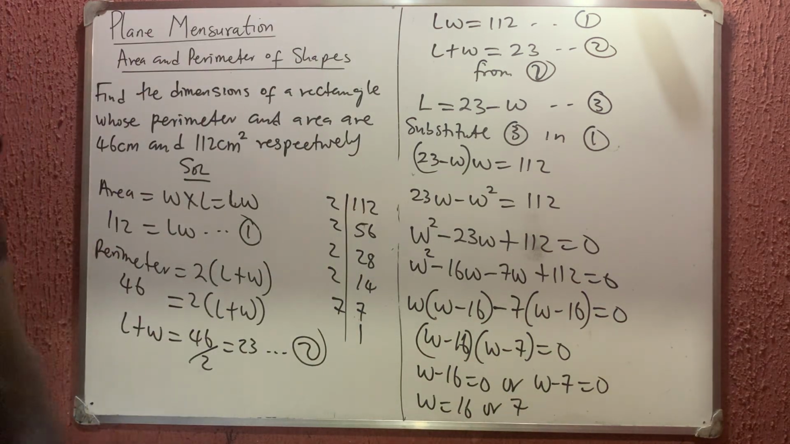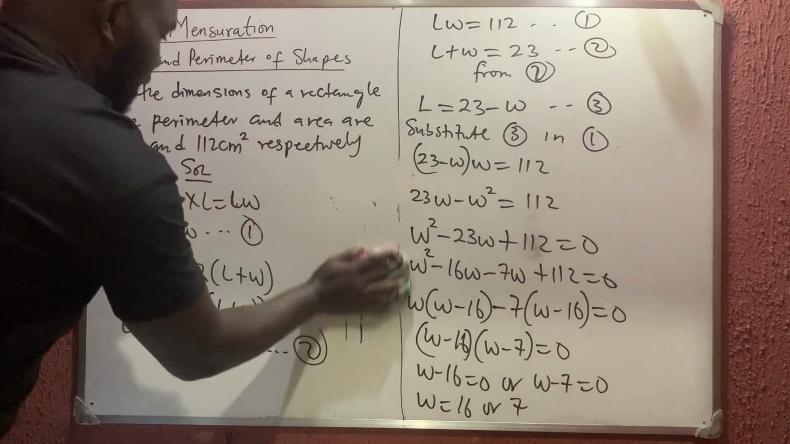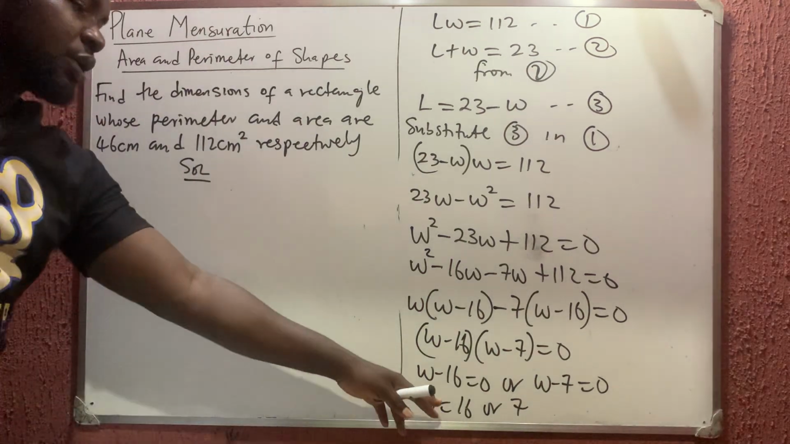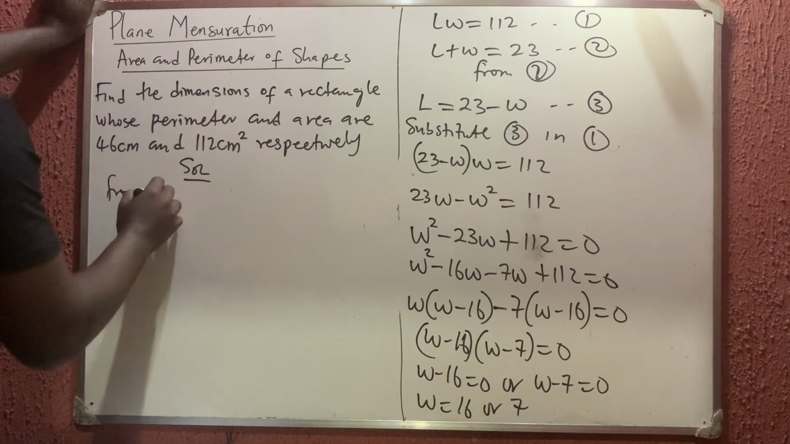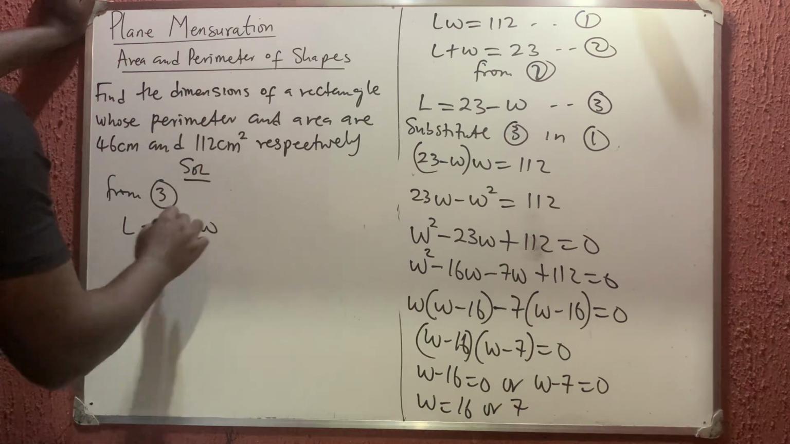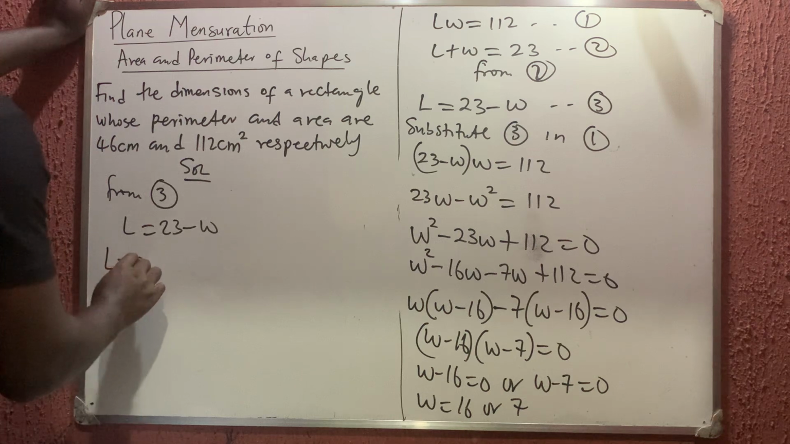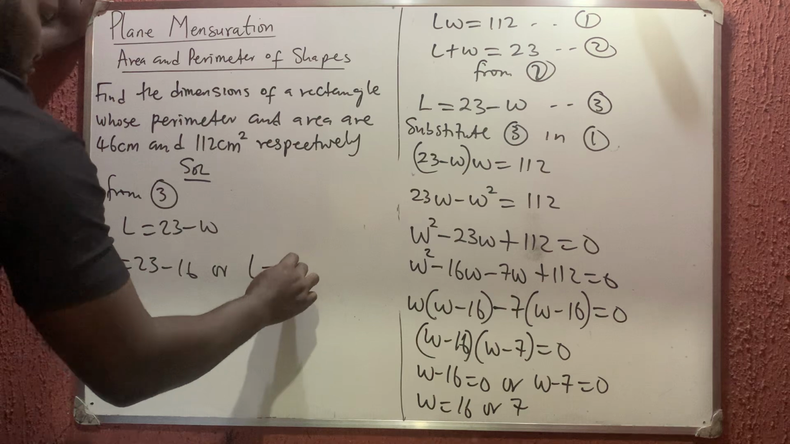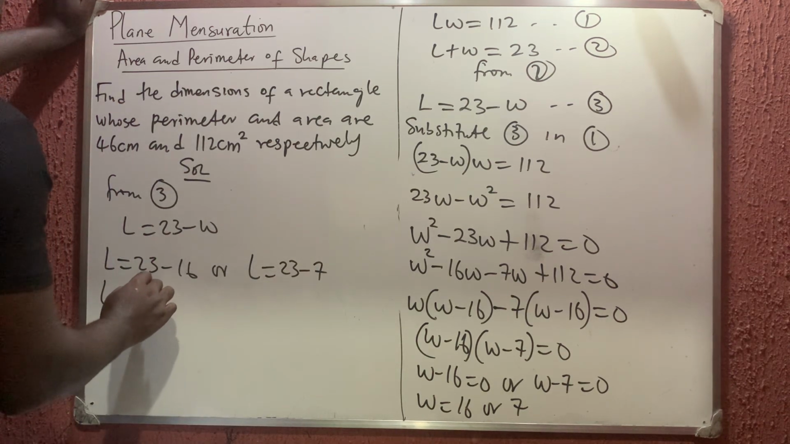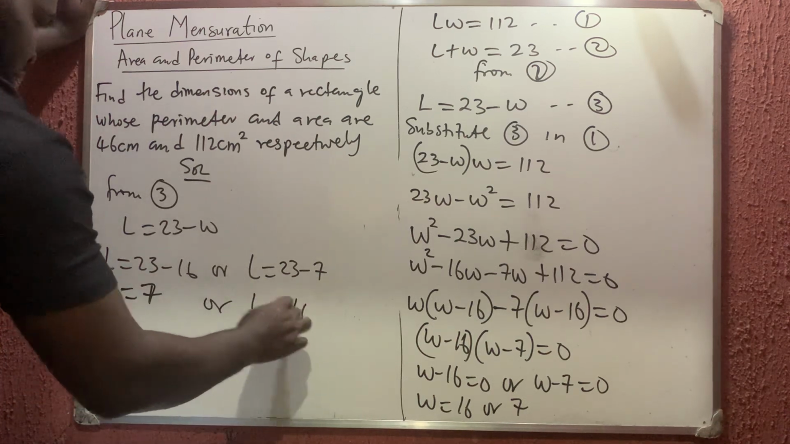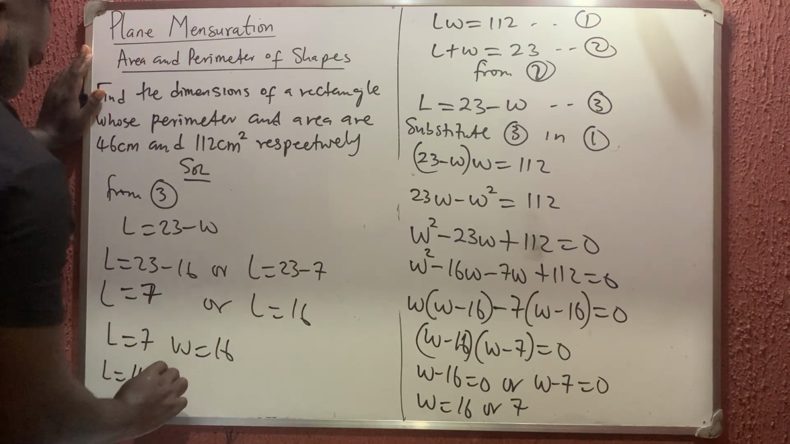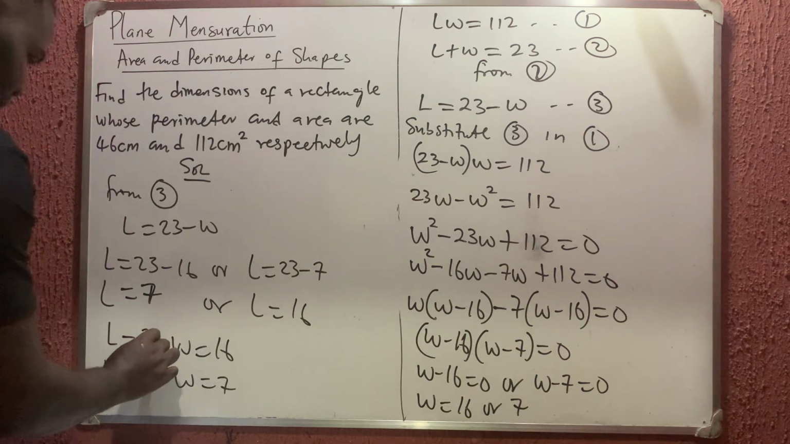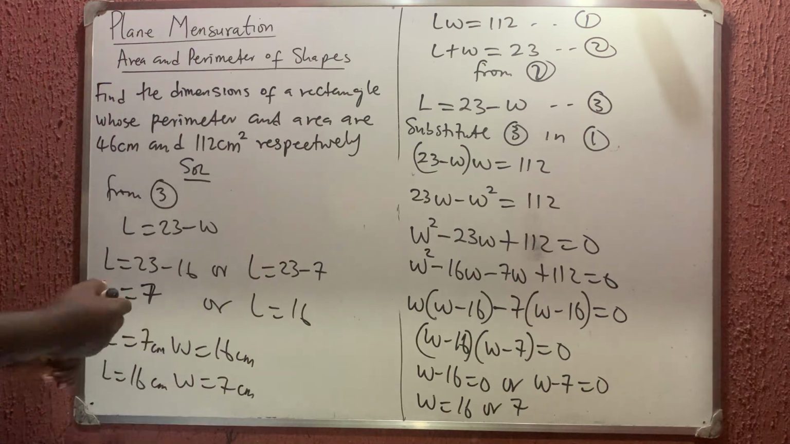Okay, so now we've gotten our W to be 16 or 7. Let us now go ahead and check what our L will be. We know that from equation 3, our L is equal to 23 minus W. So when W is 16, our L will be 23 minus 16, or 23 minus 7. So our L is 7 for here, or 16 for here. Which means it's either your L is 7 and your W is 16, or your L is 16 and your W is 7. So that is that. Don't forget your cm. The SI unit is very important.